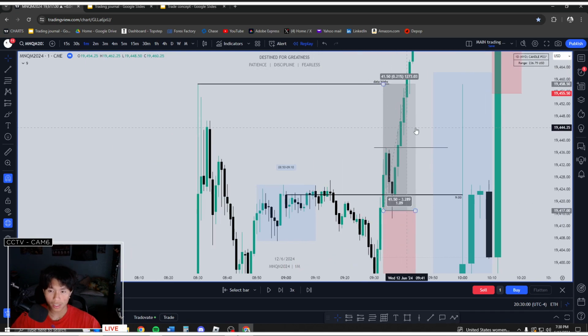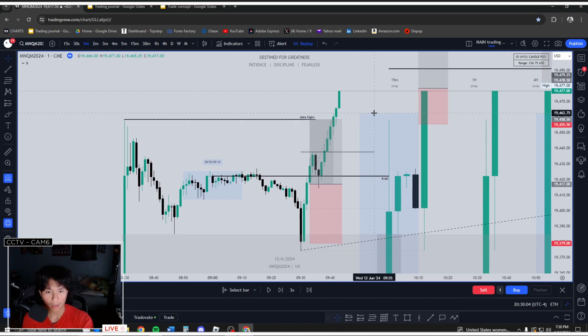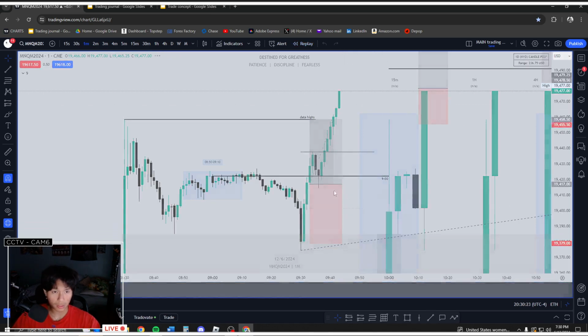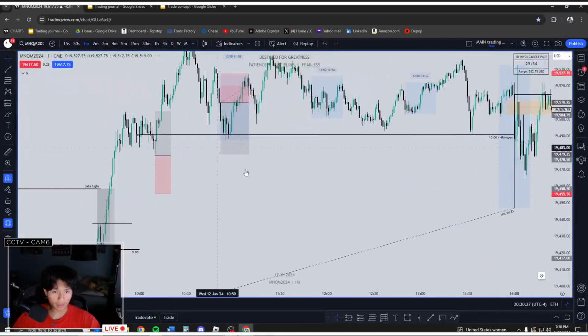Retrace back in. The only problem with this trade was that I didn't follow my plan. And part of my plan is that I don't trade the last 30 minutes of a 4-hour candle. So this was actually the last 30 minutes, 9:30 to 10. That's the last 30 minutes, and it's also the first 30 minutes of the opening bell. So I'm not supposed to. That's part of my rule. So I didn't take that trade, but I did note that though.